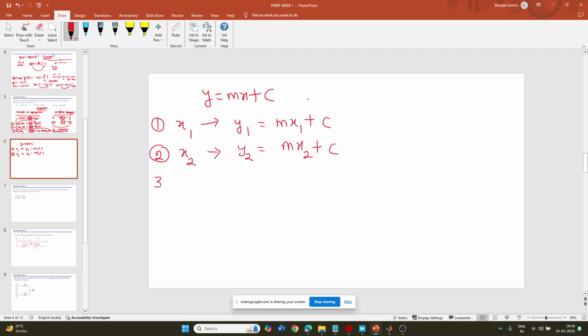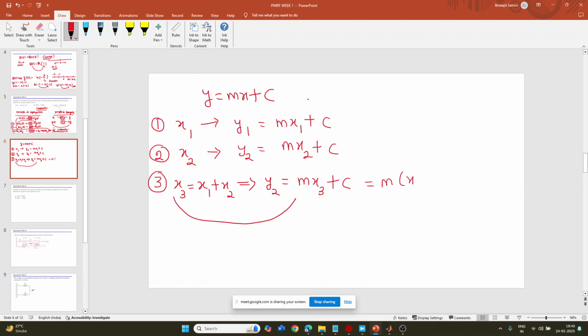Another, third person is coming. He says, no, I will apply a different input. I will combine the inputs x1 and x2, defined by x3. X3 is nothing but the combination x1 plus x2. Then what do you expect at the output? Whenever you apply the input x3, your y3 becomes m into x3 plus c. But what is the value of x3? X3 is nothing but x1 plus x2, plus c. Now you simplify this equation: mx1 plus mx2 plus c.